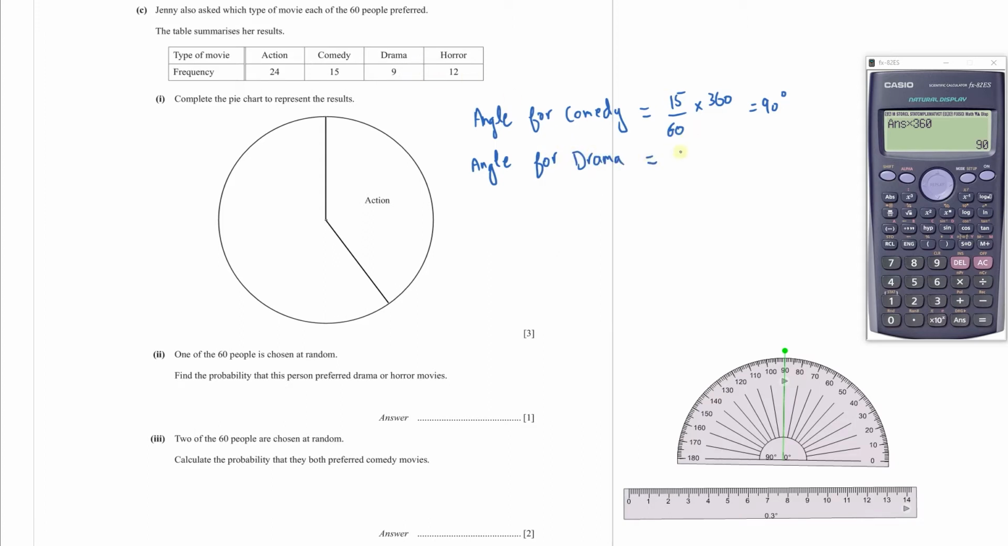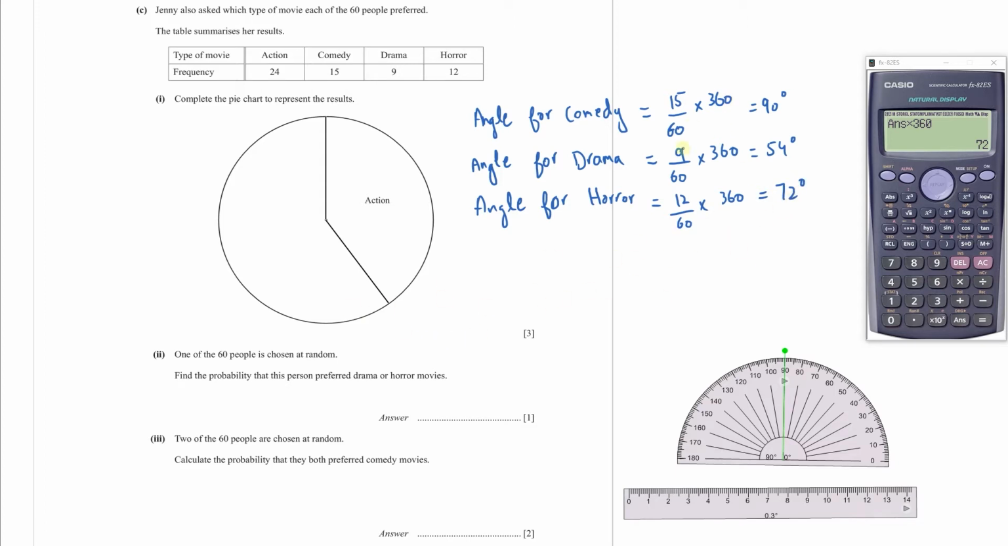And then the angle of the sector for drama: you will have 9 people who prefer drama movies divided by 60, which is the total, and then multiplied by 360 degrees. So this is 54 degrees. And the last one is horror. The angle for horror will be 12 over 60 multiplied by 360 degrees. So this is 72 degrees.